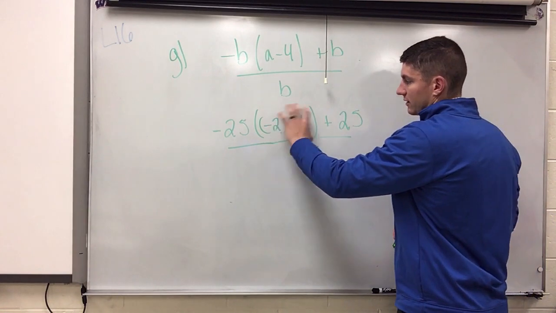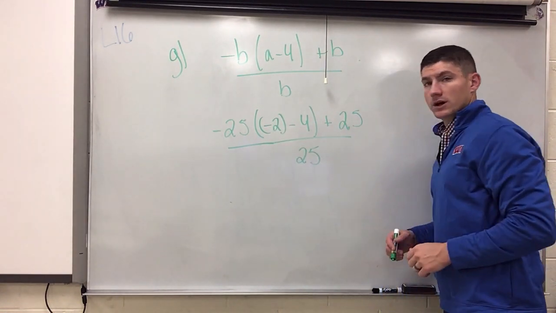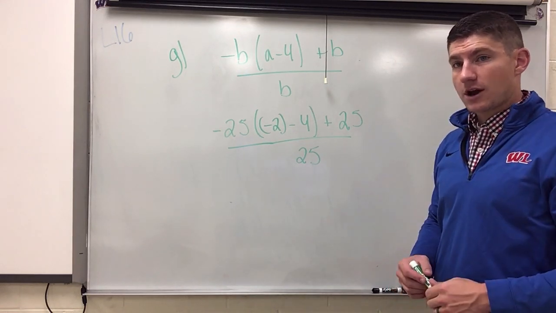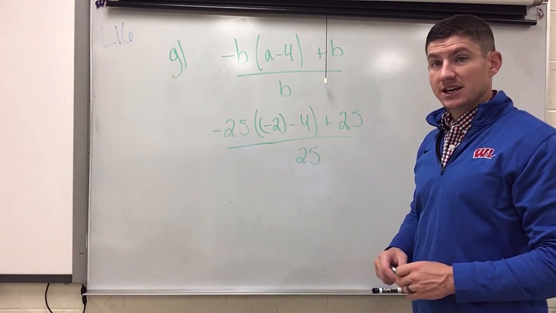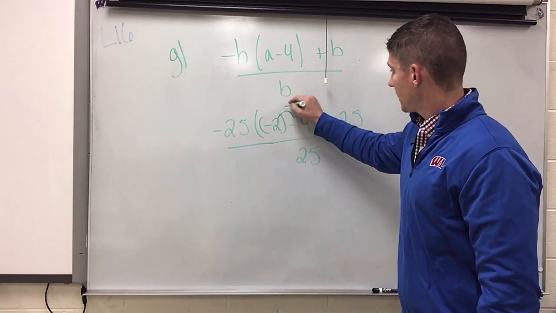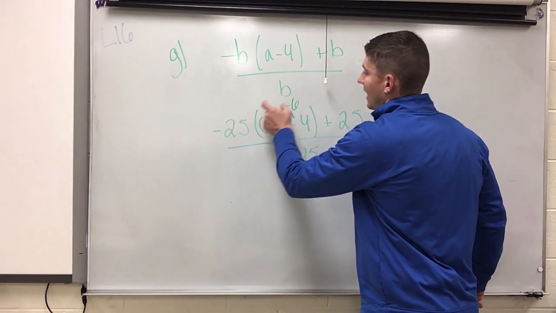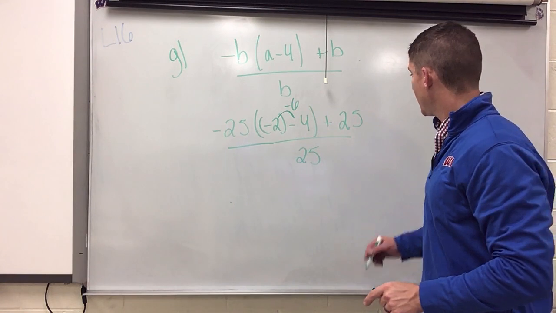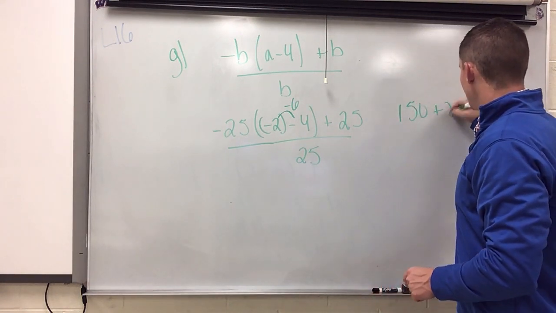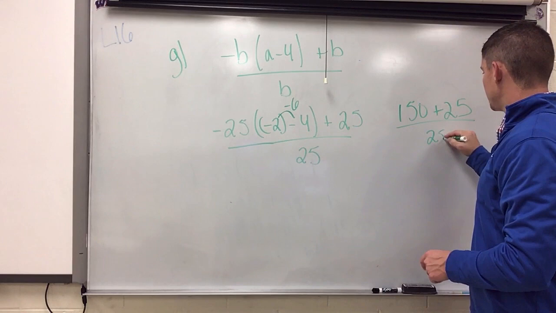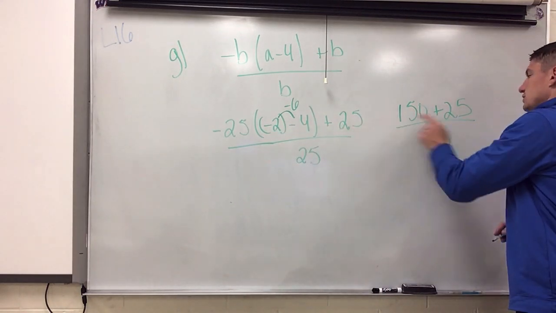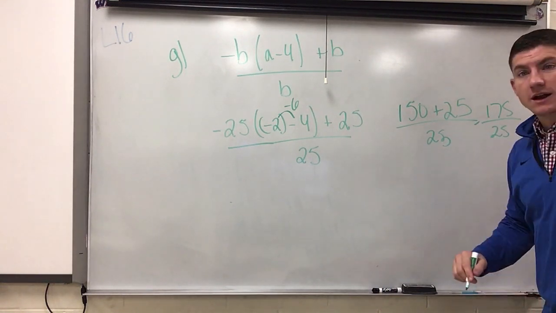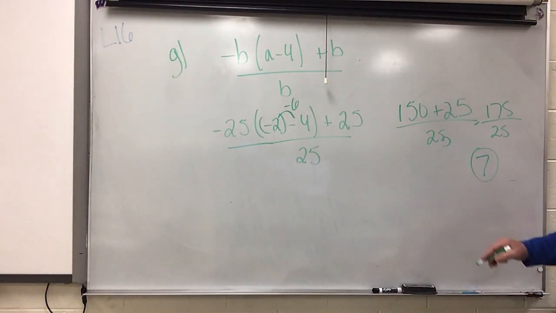Here in the numerator, I've got inside of parentheses -2 minus -4. They're two negative numbers, so they have the same sign. I'm going to add those two together, keeping the same sign. 2 plus 4 is 6, so -6. Now I've got -25 times -6. Two negatives multiplied by each other is going to be a positive number. 6 times 25 is 150. I'll rewrite what I have in the numerator and in the denominator. I got a positive 150 plus 25. That's going to give me 175 over 25. 175 divided by 25 gives me a positive value of 7.